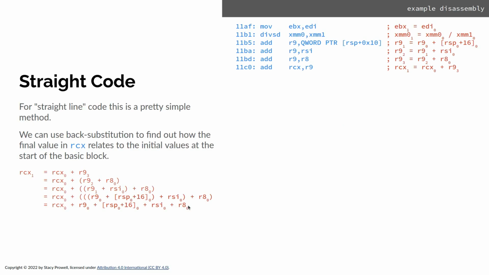So for straight code, it's pretty easy. This is the example we saw previously where we were figuring out the arguments to the function. And we just generated some static single assignment stuff over here. And we even did back substitution. It turned out RCX1 was the sum of all the 64-bit ints, including the one on the stack, that were passed into the program. And it was pretty easy to figure that out because static single assignment is, for the most part, fairly straightforward and easy.